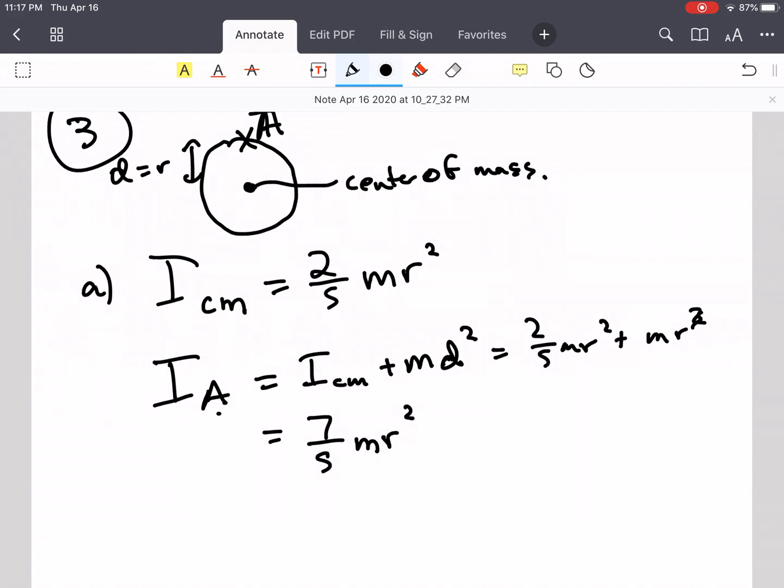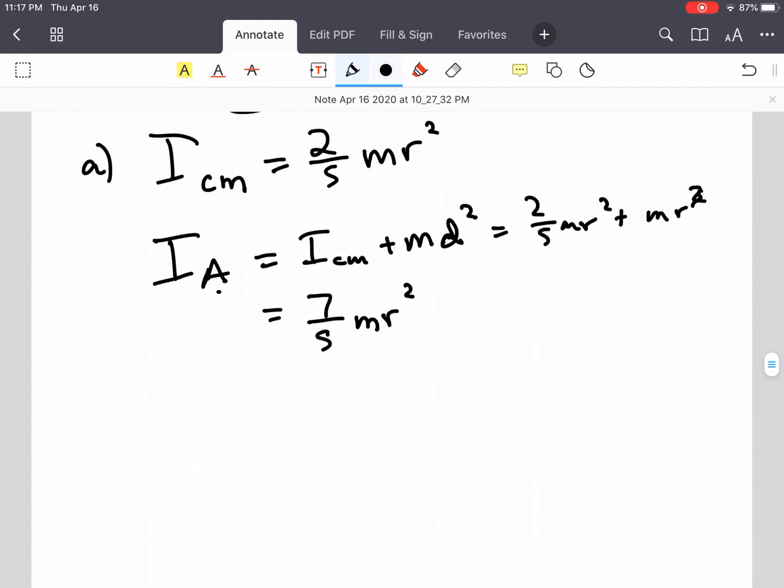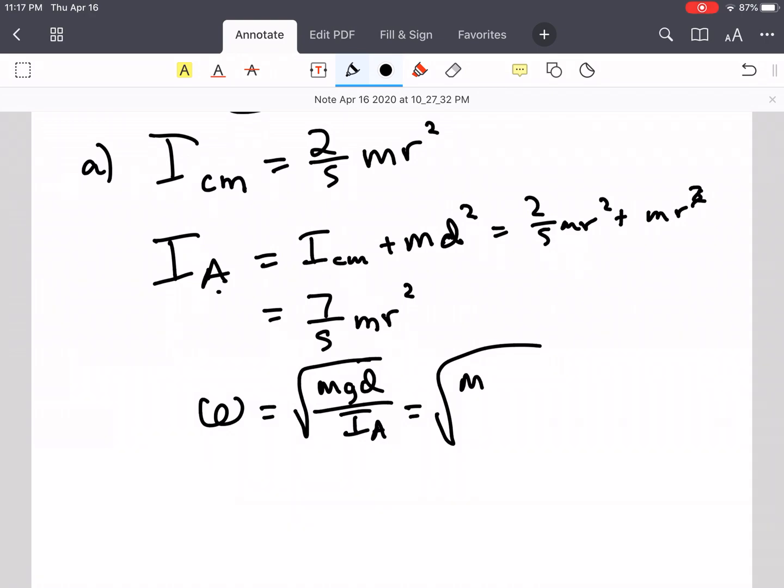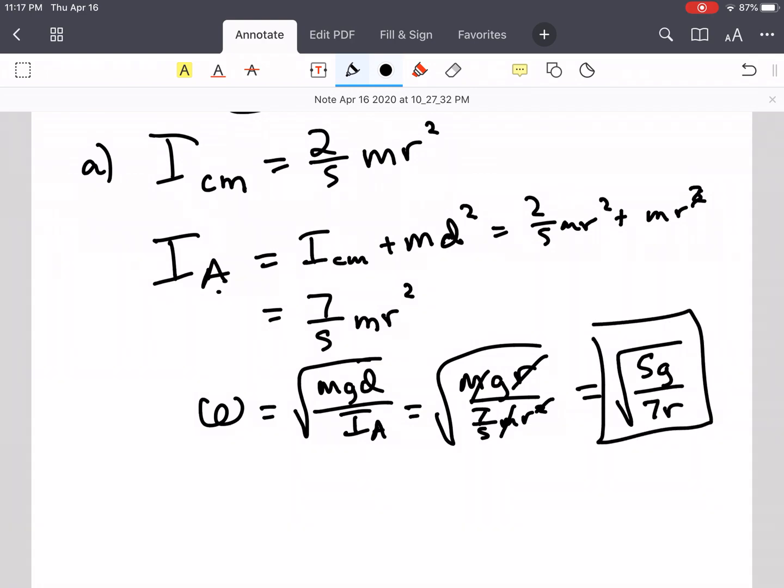That's the one we want to use in our formula because that's the moment of inertia about the axis of rotation. So for instance, omega is equal to the square root of mgd divided by I. Here this is I_A. That's the square root of mgr, d is equal to r, over 7/5 mr squared. And there's some nice cancellations. One of these r's cancels, the mass cancels, and I get the square root of 5g divided by 7r. Not particularly intuitive, but indeed it is correct.